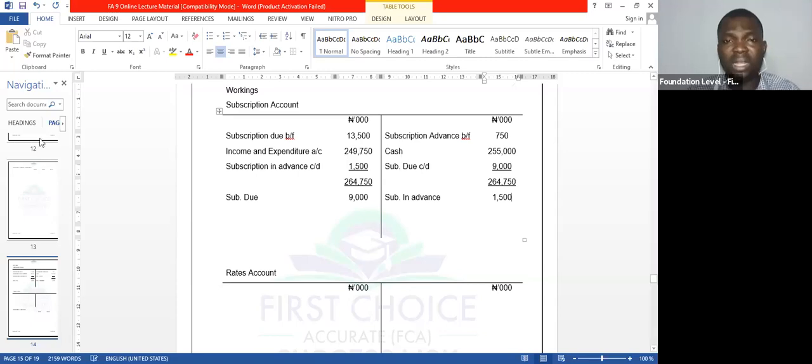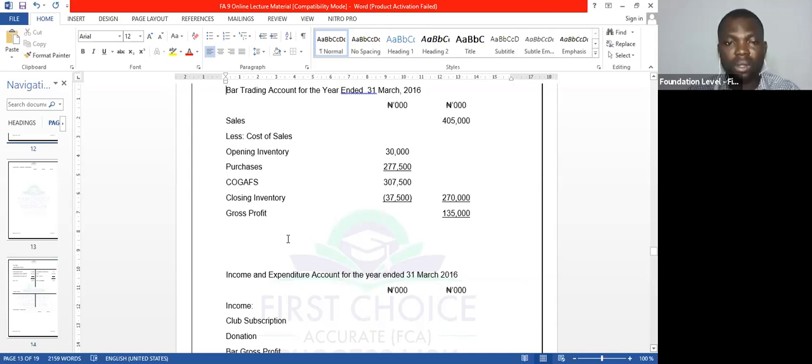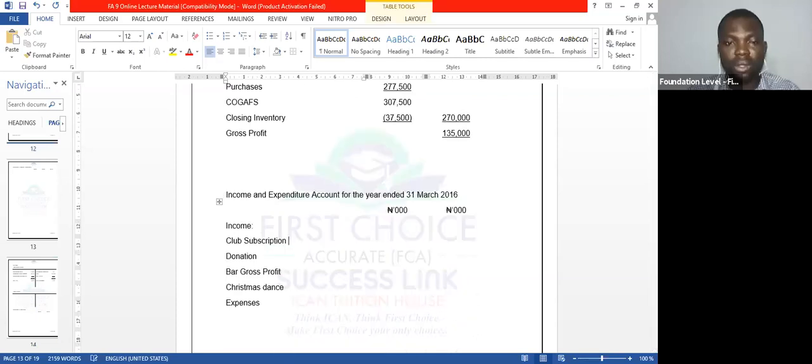Let's go back to our income and expenditure account. We have this, so we are back to this place. We have gotten the figure from additional information. So let's call this workings one. Let's put workings one here. So the figure that we have derived there is 249,750. Then after that, we have donations. The donations from our question is 22,500.